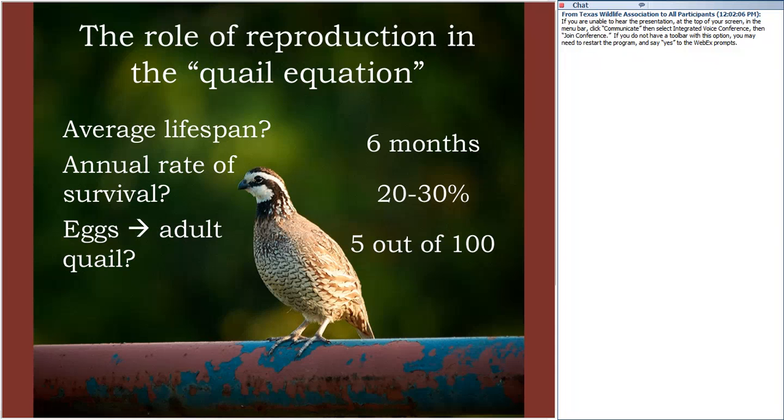So given all these numbers, it may seem pretty incredible that we managed to keep quail around at all. But what it really shows us is the great importance that reproduction plays in the quail's life cycle and in sustaining its populations. Because if you're losing adults at this rate and the success rate for eggs is this low, then you need to be putting a lot of eggs out there in order to maintain and grow your quail.